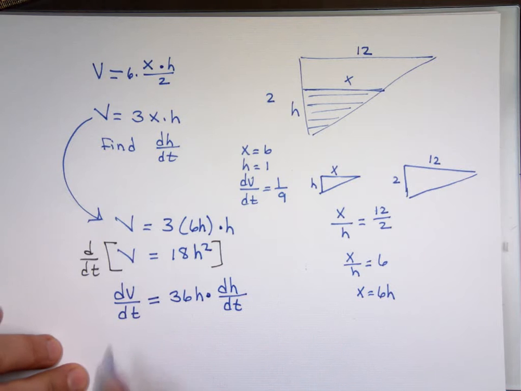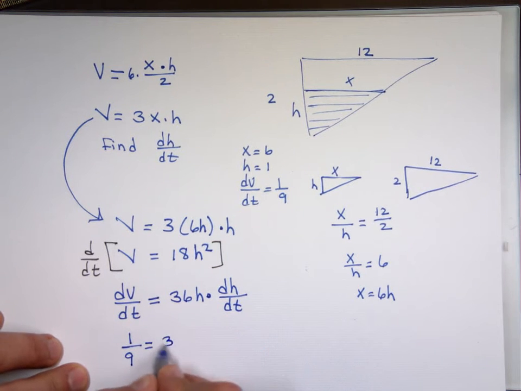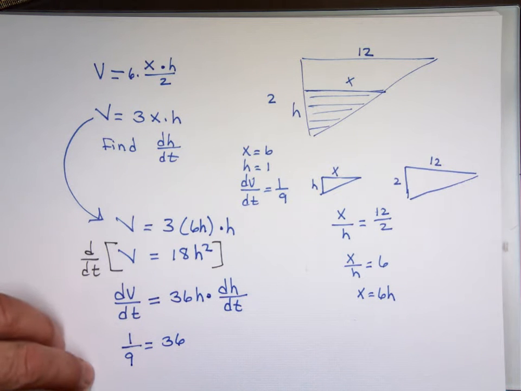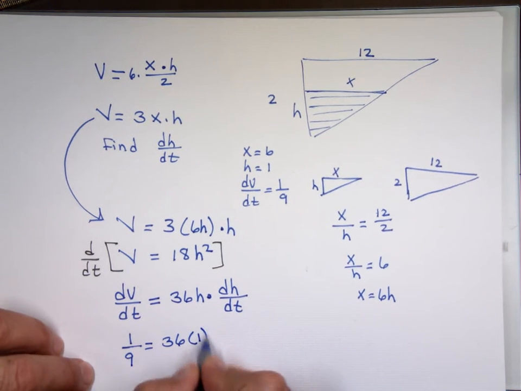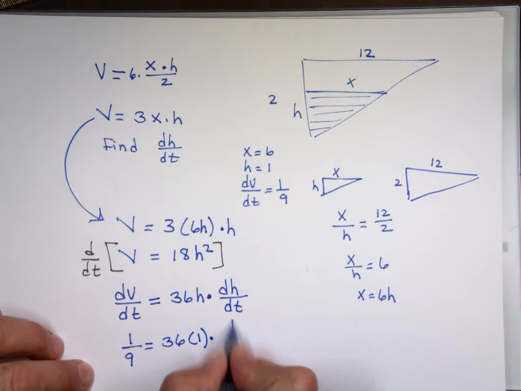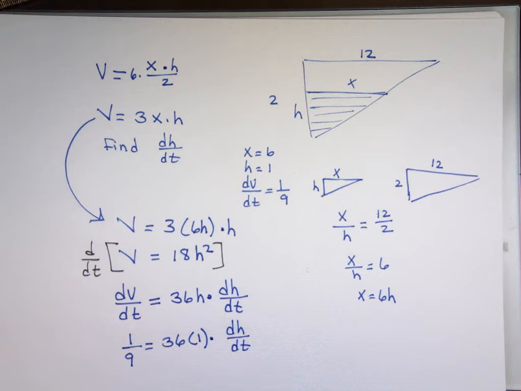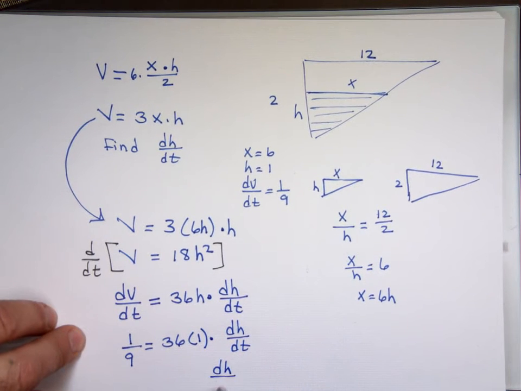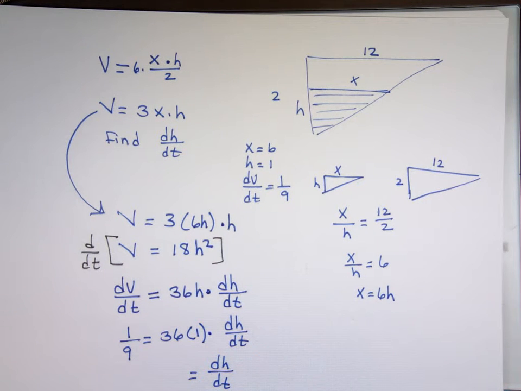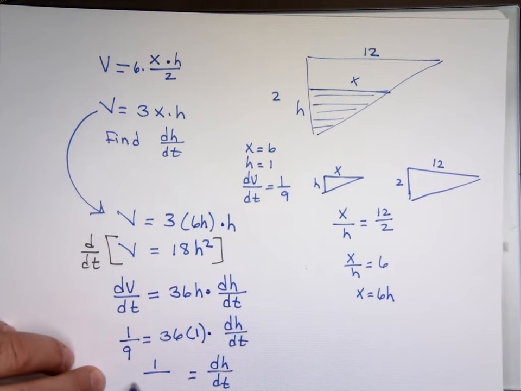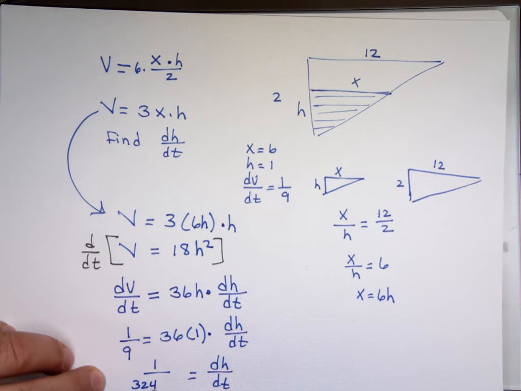dV/dt is what? 1/9 times 36 times h. What's h equal to? 1, times dh/dt. Can we figure out what dh/dt is? What's 9 times 36? 1/324 meters per minute.